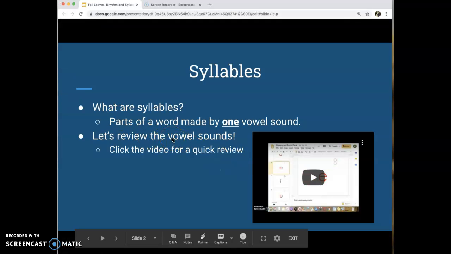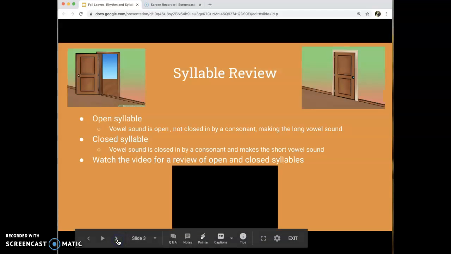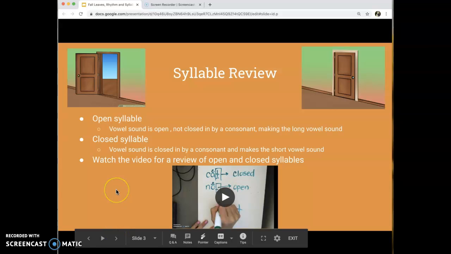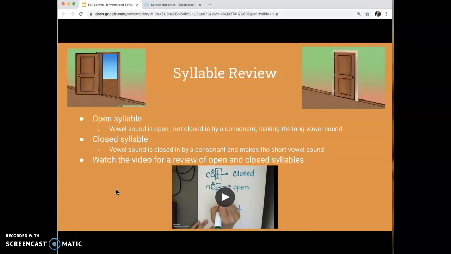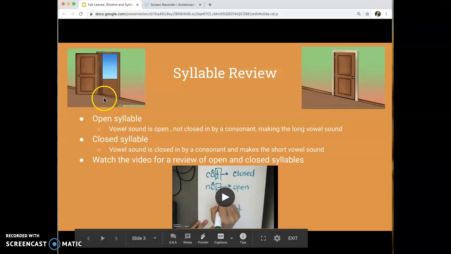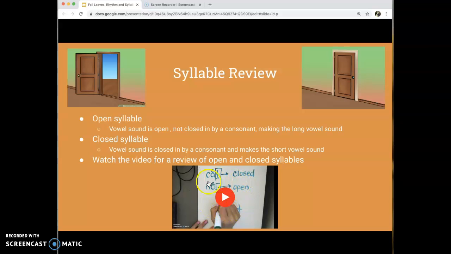All right, now that we have that review, we're going to move forward with finding syllables and identifying them. So this is a syllable review. There are two main types of syllables. There are, of course, different syllable types as well, but we have focused so far on the open syllable and the closed syllable. If you want a more thorough review, there's a video below. I'm going to include this in the presentation that I share with you all, so you can take a further look at that.